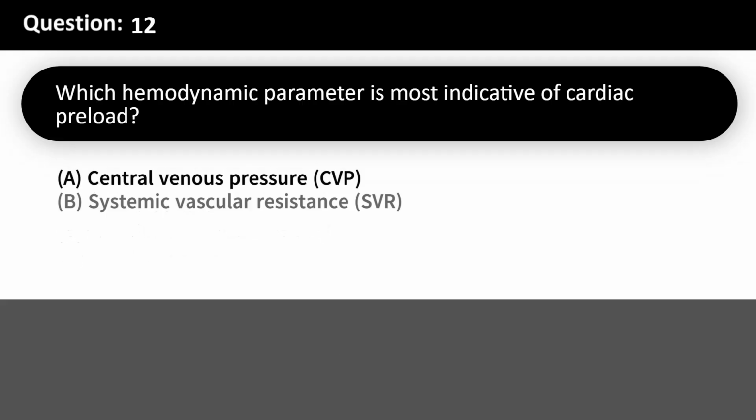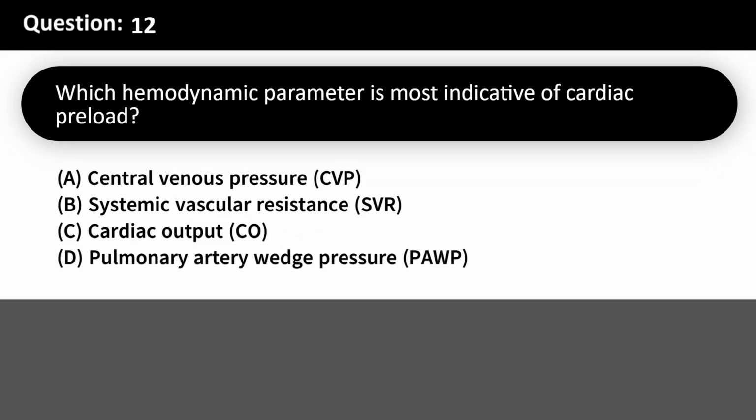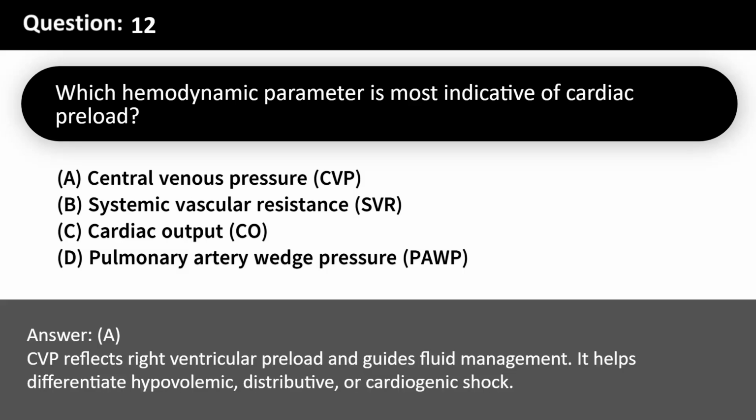Which hemodynamic parameter is most indicative of cardiac preload? A. Central venous pressure, CVP. B. Systemic vascular resistance, SVR. C. Cardiac output, CO. D. Pulmonary artery wedge pressure, PAWP. Answer: A. CVP reflects right ventricular preload and guides fluid management. It helps differentiate hypovolemic, distributive, or cardiogenic shock.